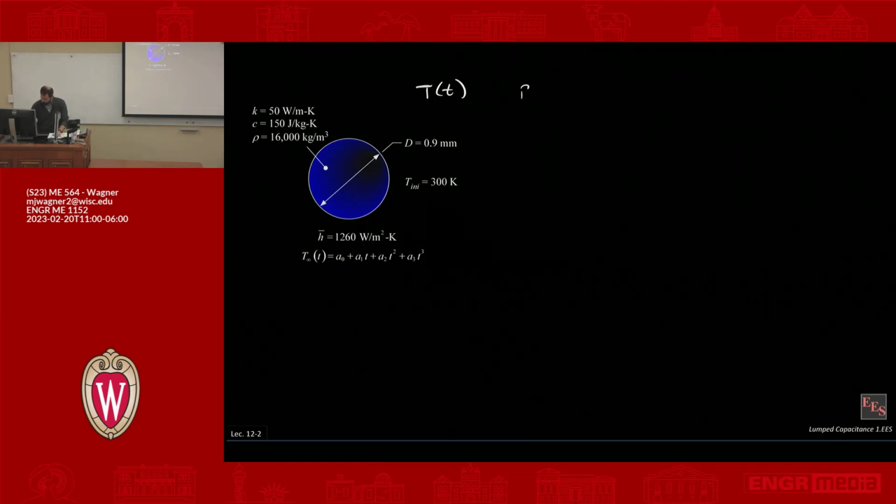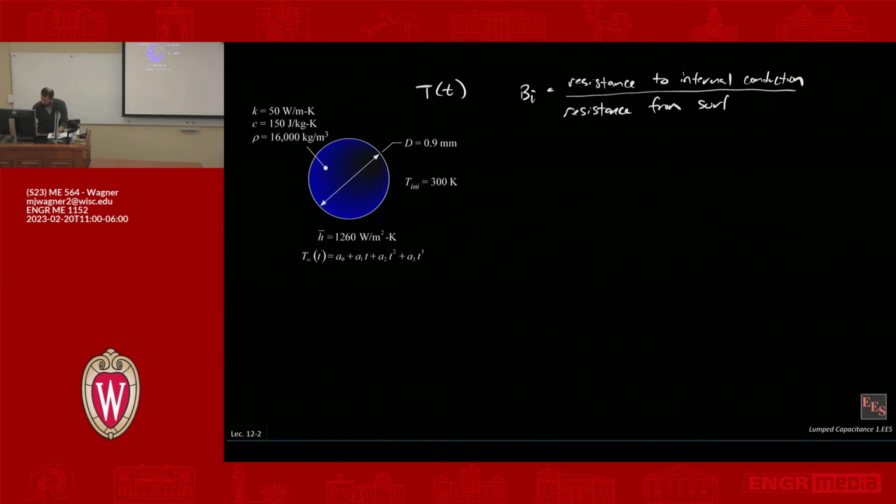We're going to use our Biot number. But the Biot number is going to be a little bit different this time. So the Biot number is, conceptually, just the resistance to internal conduction divided by the resistance from the surface to the surroundings. All right, resistance to internal conduction divided by resistance from the surface to the surroundings.